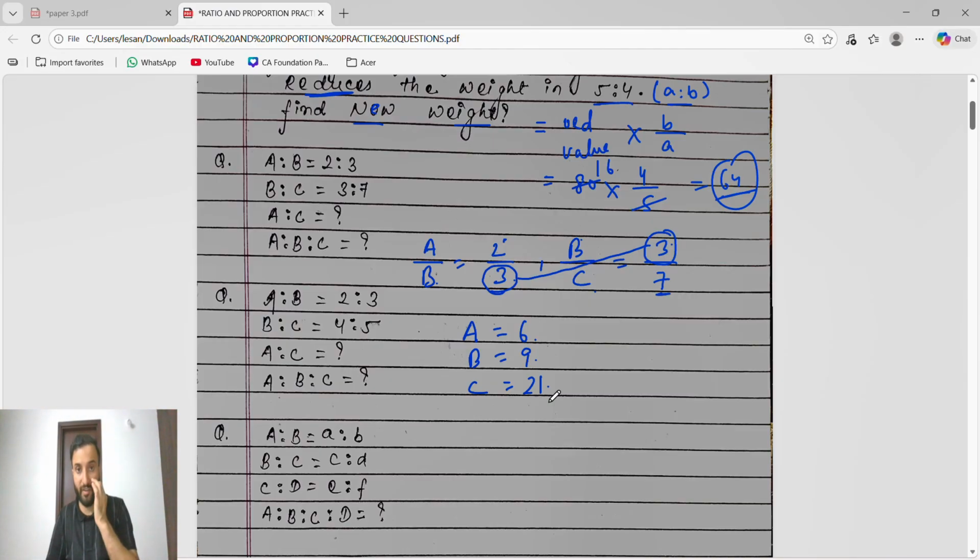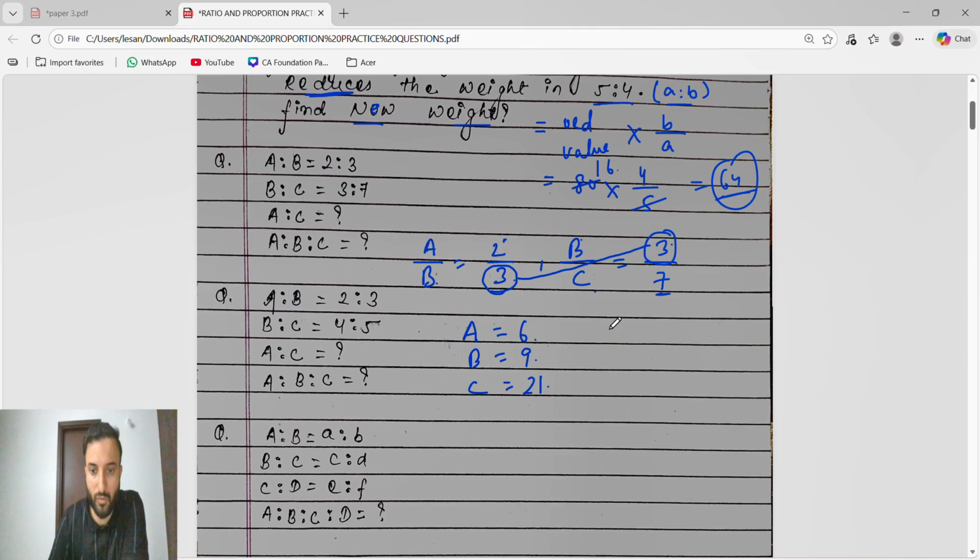I had already given the trick, right? Where a is present in the numerator, for finding a we will multiply all the numerators, a to b. If c is there, then b to c, we will multiply that, like that. Then for finding b, we'll go from b to b. If c is there, then b to c. We will not start with a, every time we'll start from b. If more is there, then c to c, then d, like that. Okay. So 6 is to 9 is to 21.